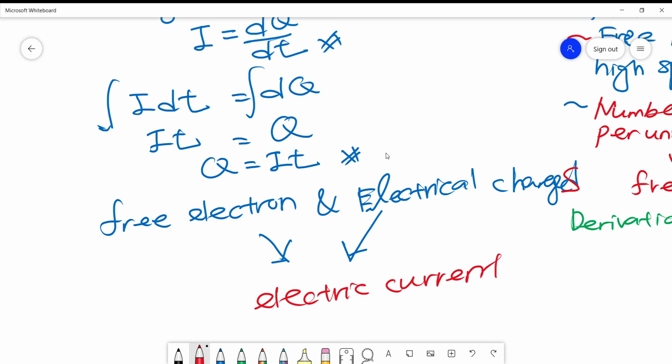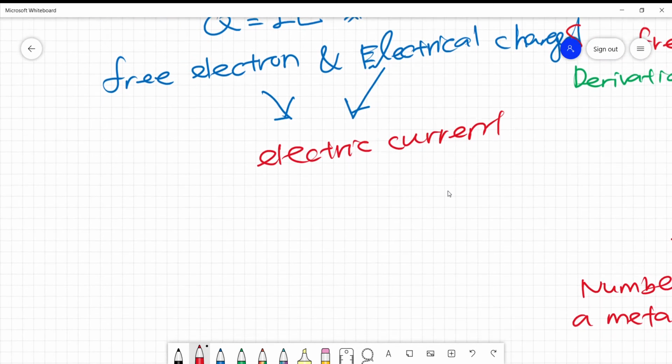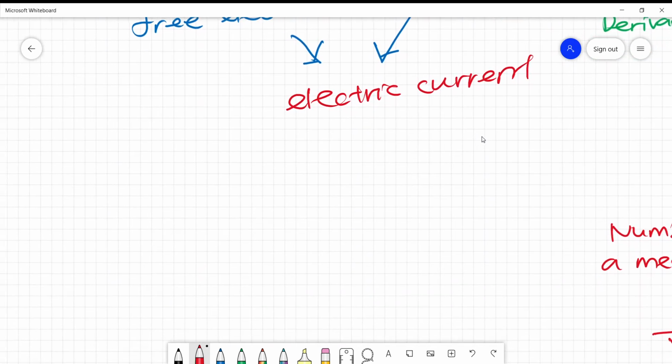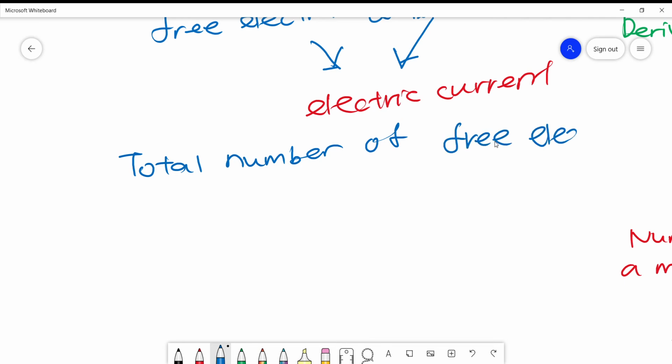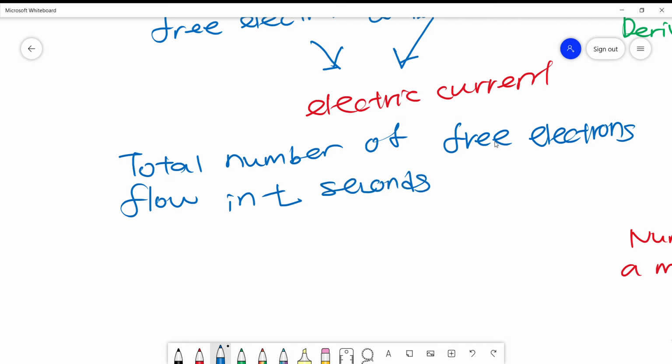Before that, we need to know another formula, which is the total number of free electrons flowing in t seconds. We know that Q equals It.